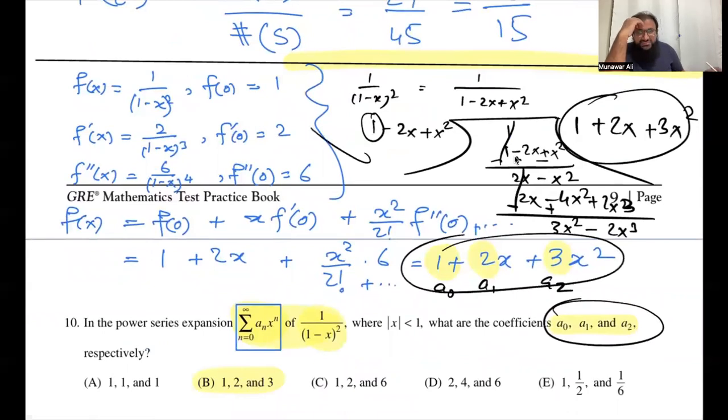But this division is sometimes tedious because you have to take care of everything. So I don't encourage you to go for this. The Taylor or Maclaurin series is a very good option for this.